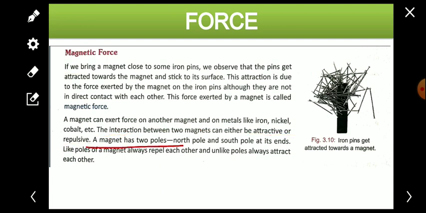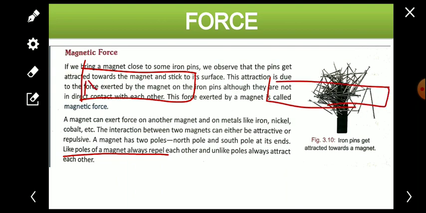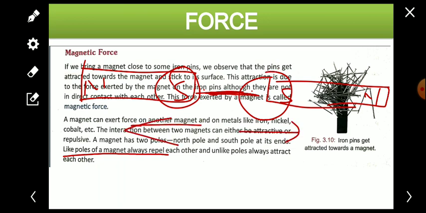A magnet has two poles, north pole and south pole, at the ends of the magnet. Like poles of a magnet always repel each other. Suppose this is one magnet and this is another magnet. This is the north pole, this is the south pole, and this is the south pole and this is the north pole. If the same poles, south and south, are brought together, they will repel each other.